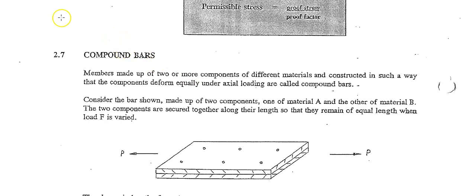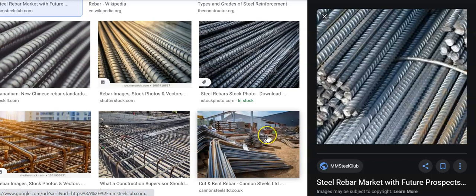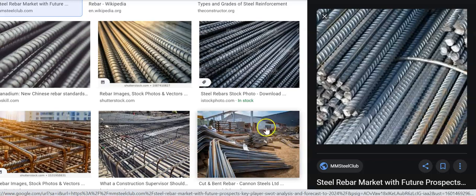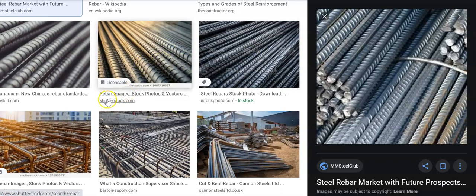I'm going to see if I can dig up a picture quickly. Okay, I've found it on the famous old Google. There are many pictures there, but let's look at this one here. The bars have a rough texture. These are rebars, which is short for reinforcing bar.